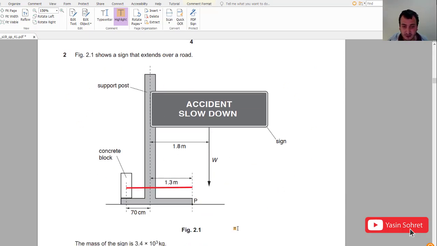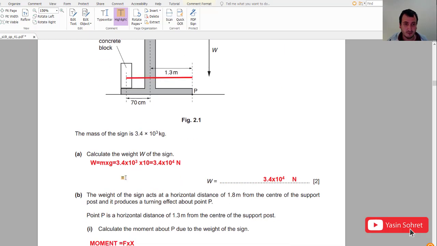It's a moments question. There is a signboard which is fixed to a post. Calculate the weight W of the sign. How do we calculate the weight? Weight is equal to mass times gravity. The mass we already know is 3.4 times 10 to the power 3 kilograms. The gravity we know from the instructions is 10. So it's going to be 3.4 times 10 to the power 4 Newton, which is the weight of the sign.